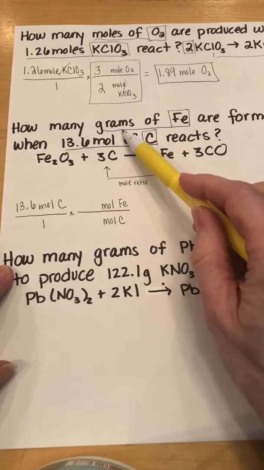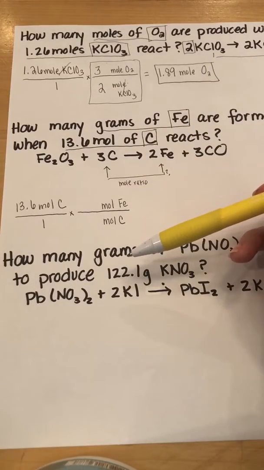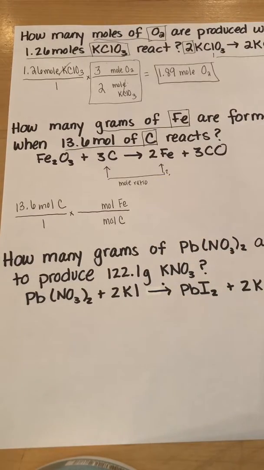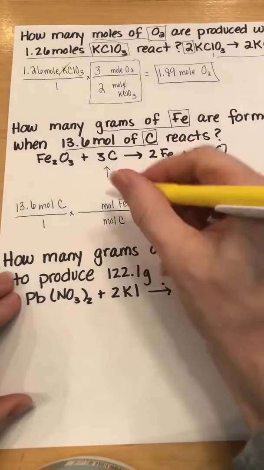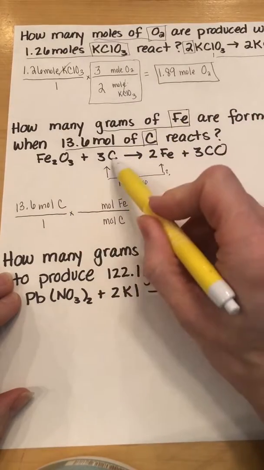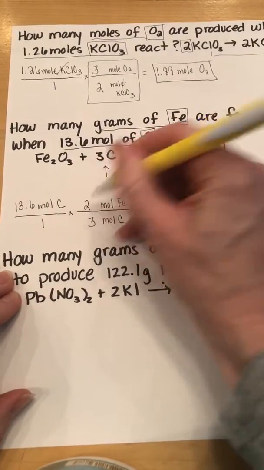Okay, even though the problem asks for grams, I can't do that yet. The only step that's going to allow me to change from carbon to iron has to be moles to moles. And then if the problem asks for a different unit, I can continue that in a later step. But for this particular step, the only way I can change from one substance to a different one is by putting moles on top and moles on bottom. So in order to get those numbers, I have to visit the equation. Carbon has a coefficient of 3, and then my iron has a coefficient of 2.